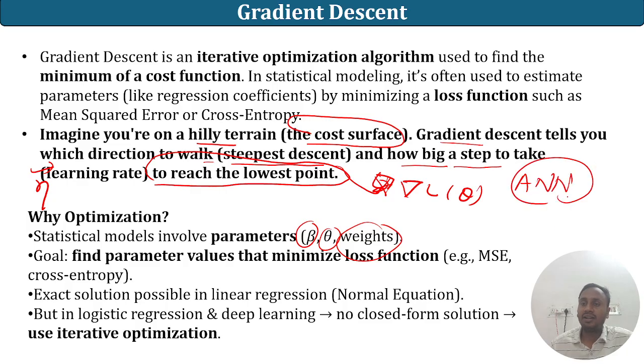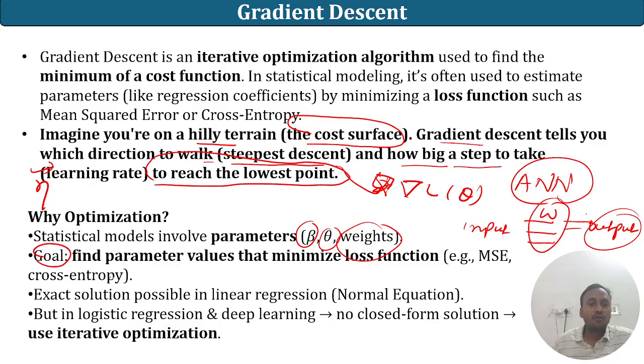If we talk about an artificial neural network, there will be some weights. Input and output will be given some weights, and the input goes through some weight functions, then the output comes in terms of classification. So we have to deal with the weights also. The goal is to find the parameter values that minimize the loss function.